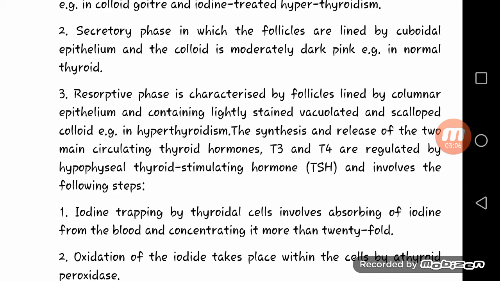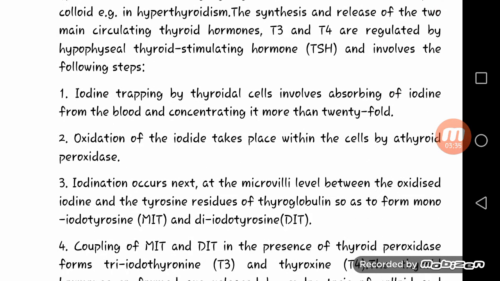Third is the resorptive phase, characterized by follicles lined by columnar epithelium and containing lightly stained vacuolated scalloped colloid, that is in hyperthyroidism. The synthesis and release of the two main circulating thyroid hormones T3 and T4 are regulated by hypophyseal thyroid stimulating hormone and involve the following steps.